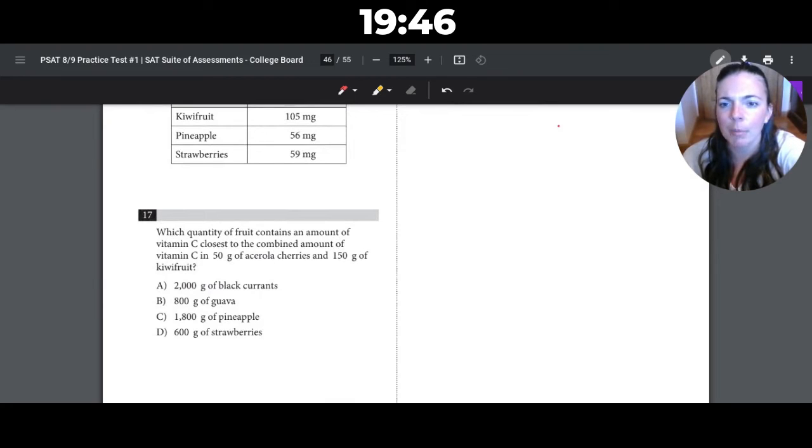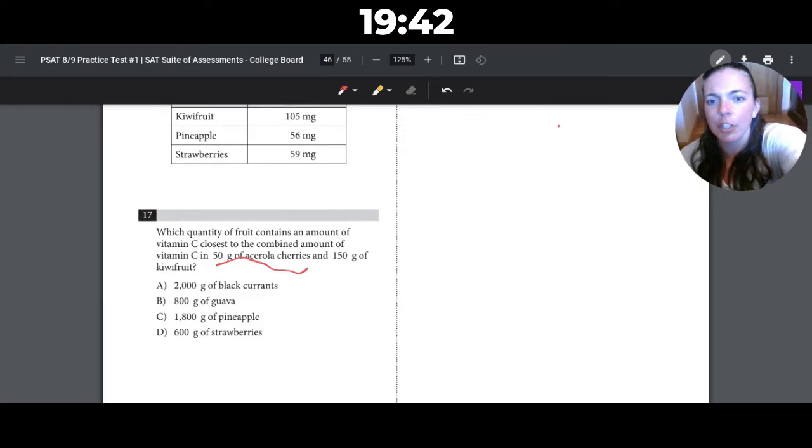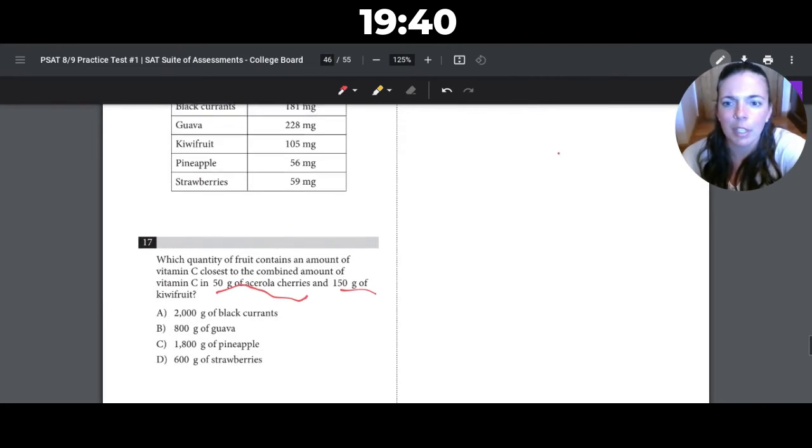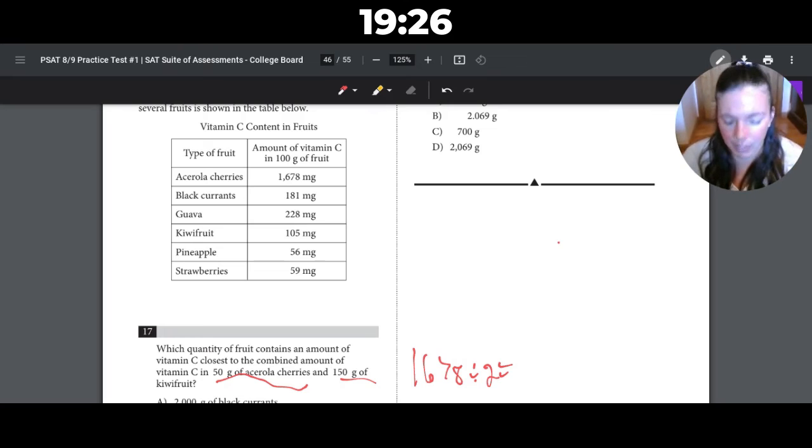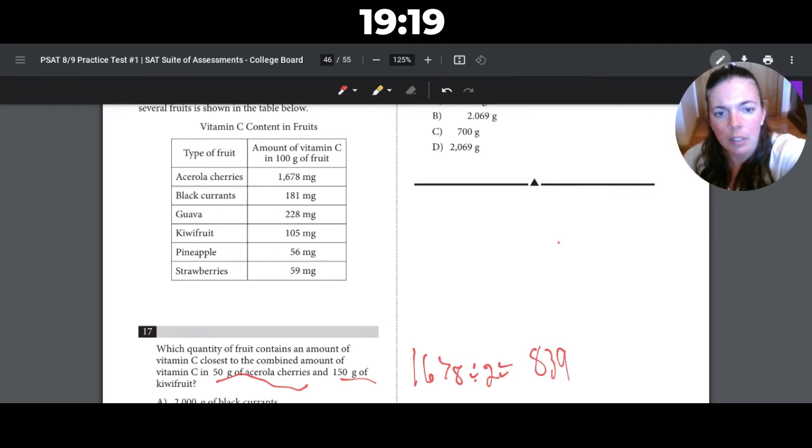Which quantity of fruit contains an amount of vitamin C closest to the combined amount of vitamin C in 50 grams of the cherries and 150 grams of kiwi? All right, so for 50 grams of cherries, we would take how many are in 100 grams, and 50 would be half of that. So we can just divide that by 2. 1678 divided by 2. Okay, 839.